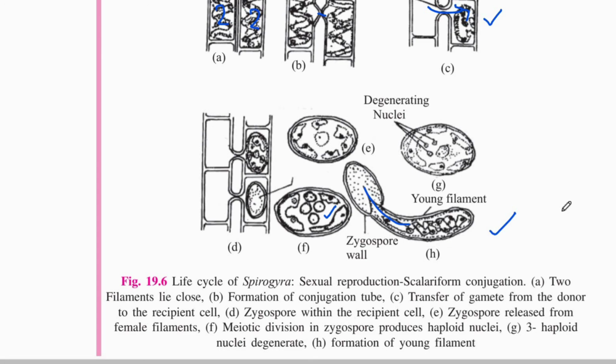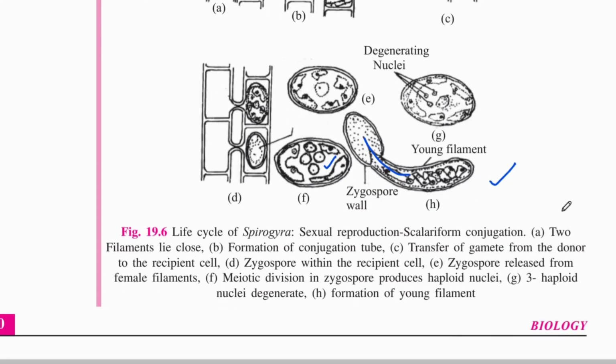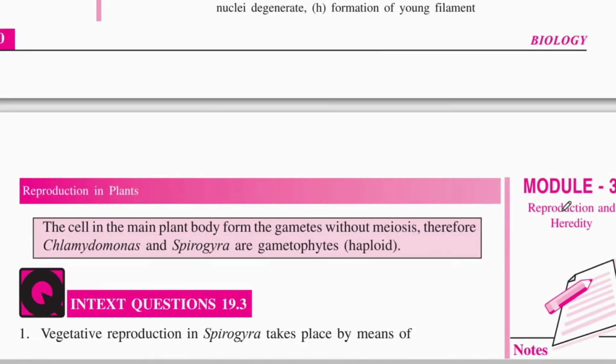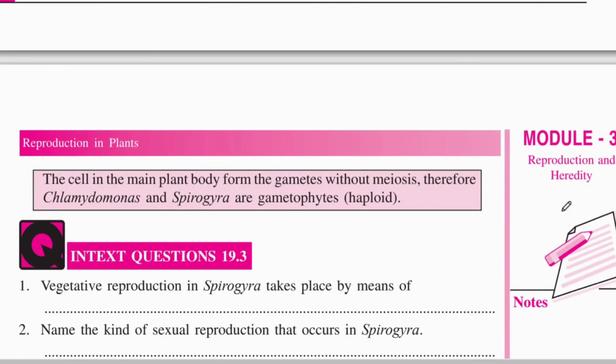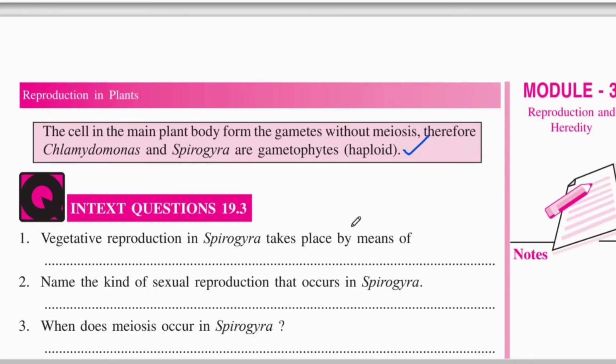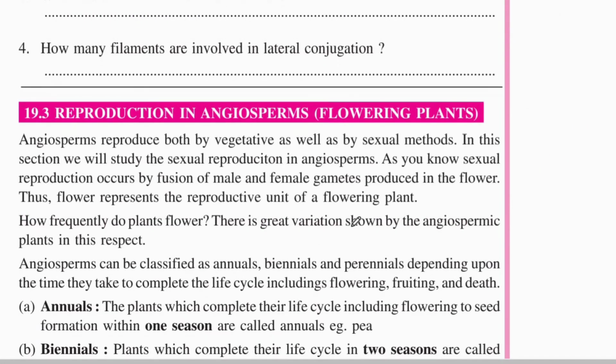So this is the sexual reproduction method in Spirogyra. One is scalariform conjugation, another one is lateral conjugation. And the cells in the main plant body form the gametes without meiosis. Therefore, Chlamydomonas and Spirogyra are gametophytes. Their main plant body is always a haploid gametophyte, and the diploid zygote is the only diploid stage in the life cycle of both unicellular algae Chlamydomonas and multicellular algae Spirogyra.